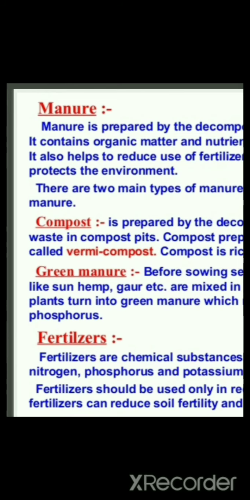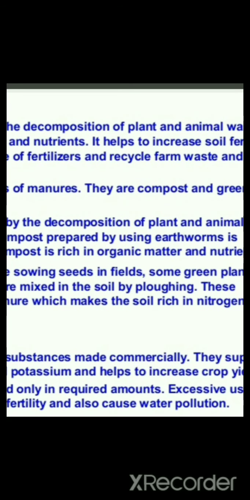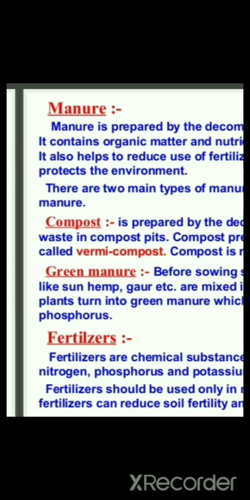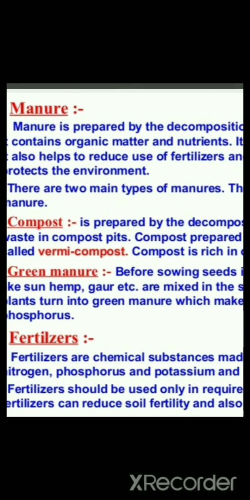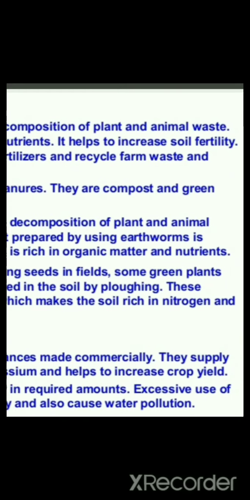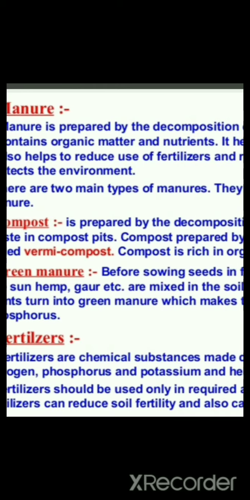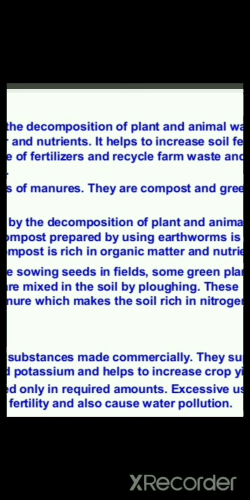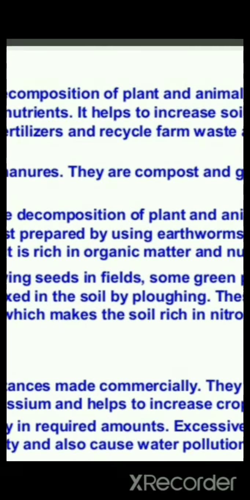Talking about fertilizers, they are chemicals which are commercially made. They supply nitrogen, phosphorus, potassium, and help to increase the crop yield. Fertilizers should be used only in required amounts. Excessive use of fertilizers can reduce soil fertility and also cause water pollution. Obviously, when we use them in excess, they will eventually find their way into water bodies, and they will pollute the water bodies as well, causing water pollution.